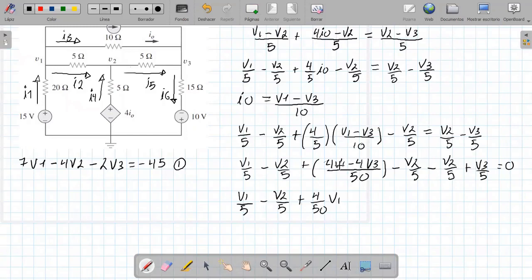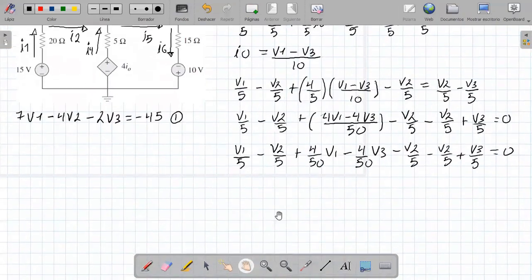If I'm separating the 4 volts, 1 over 50, then I take out the parenthesis and the plus sign and this minus sign, because it would be minus 4 over 5 V3 minus V2 over 5 minus V2, 2 over 5 plus V2 plus V3 over 5 equals 0. Well, now everything that V1 has I'm going to operate here.